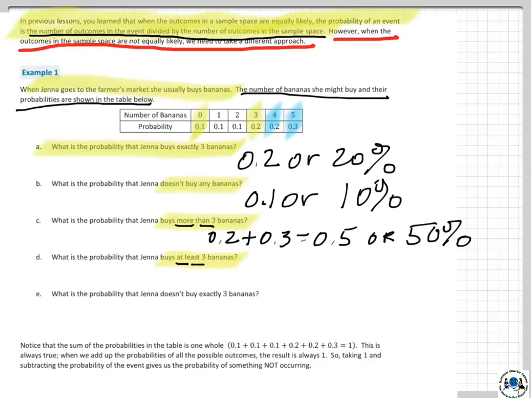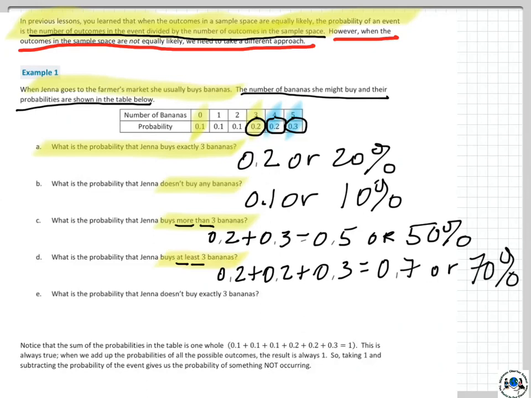What is the probability that Jenna buys at least 3 bananas? So we're looking at how vocabulary affects what we look at and what we do. At least 3 bananas is going to include 3 bananas now, because 3 bananas is at least 3. 0, 1, and 2 are not included because they are not at least 3. If we add all of those up, we get 0.7 or 7/10 or 70%. So there's a 70% probability Jenna's coming home with at least 3 bananas.